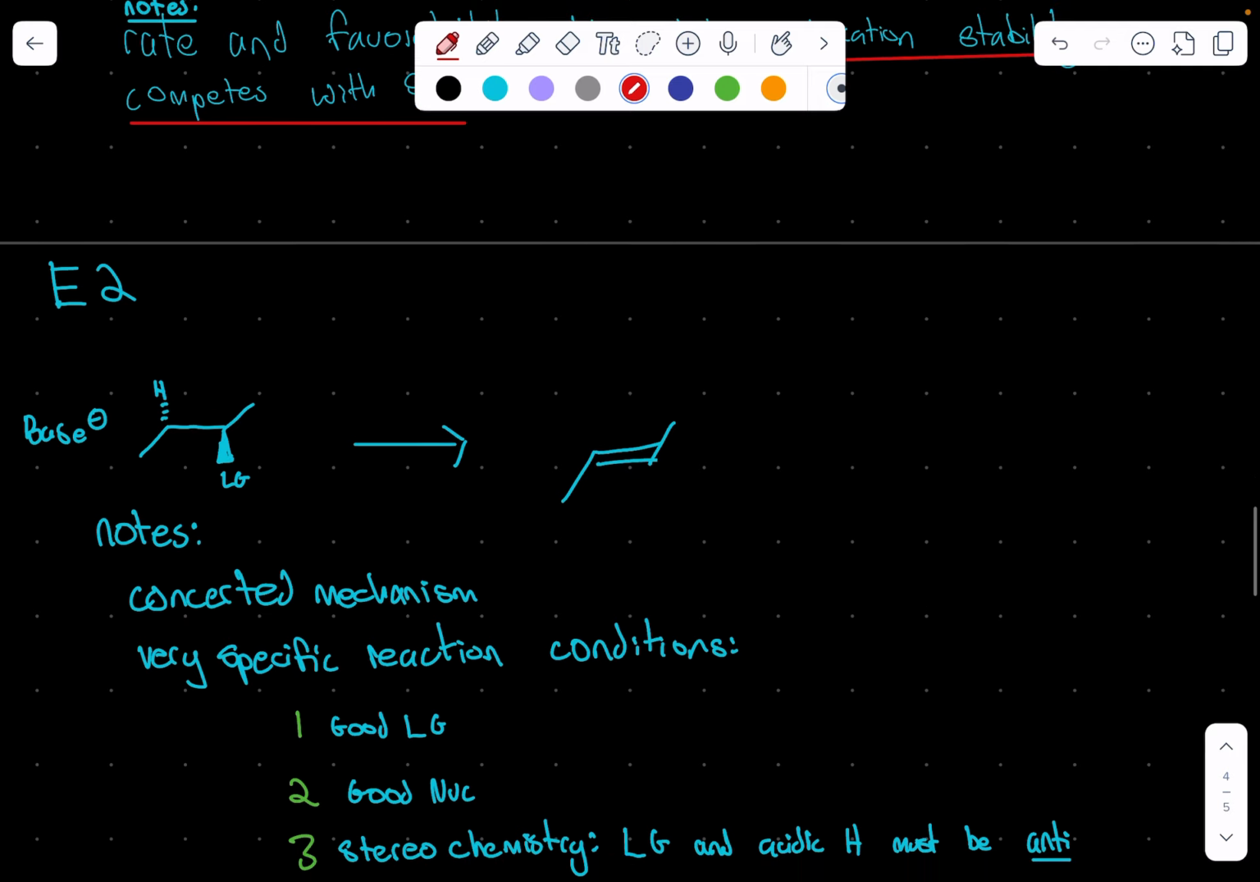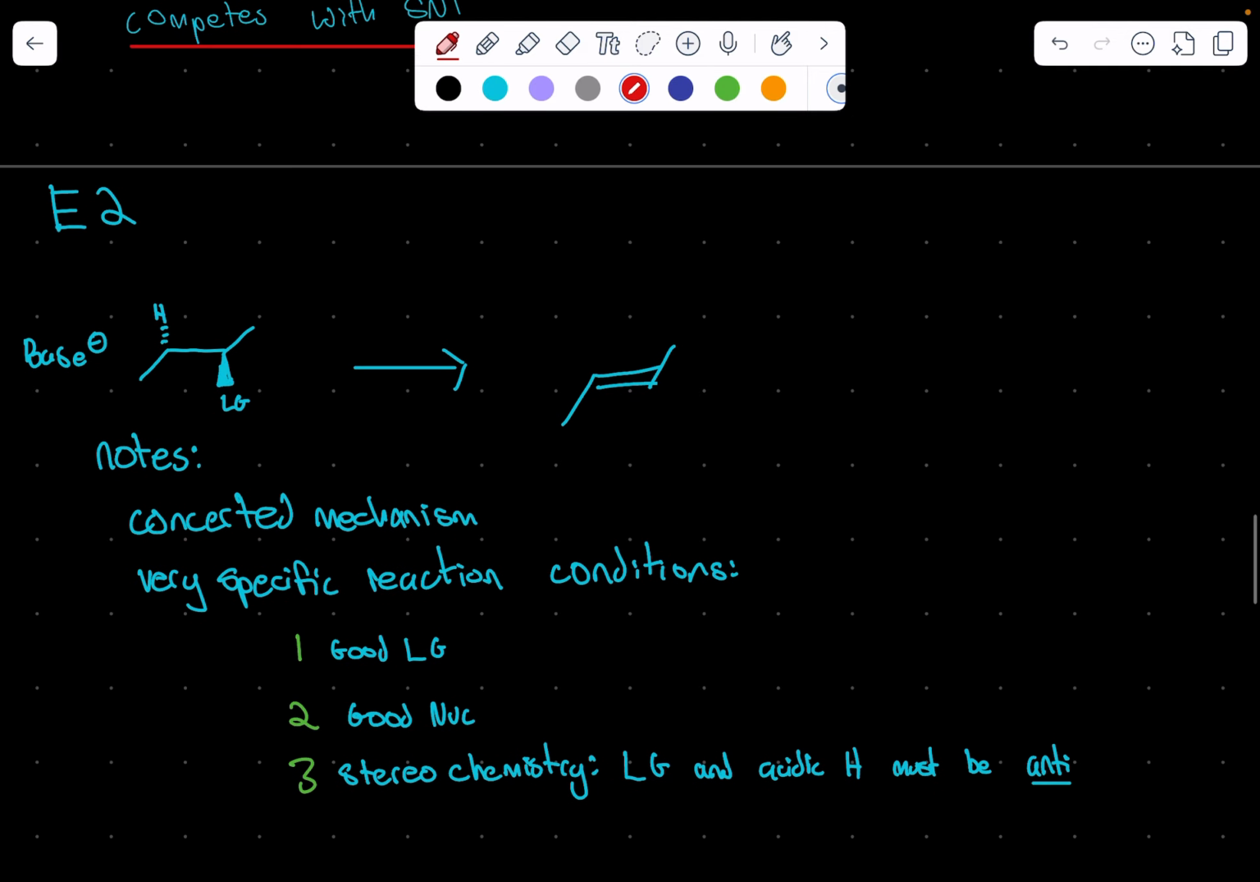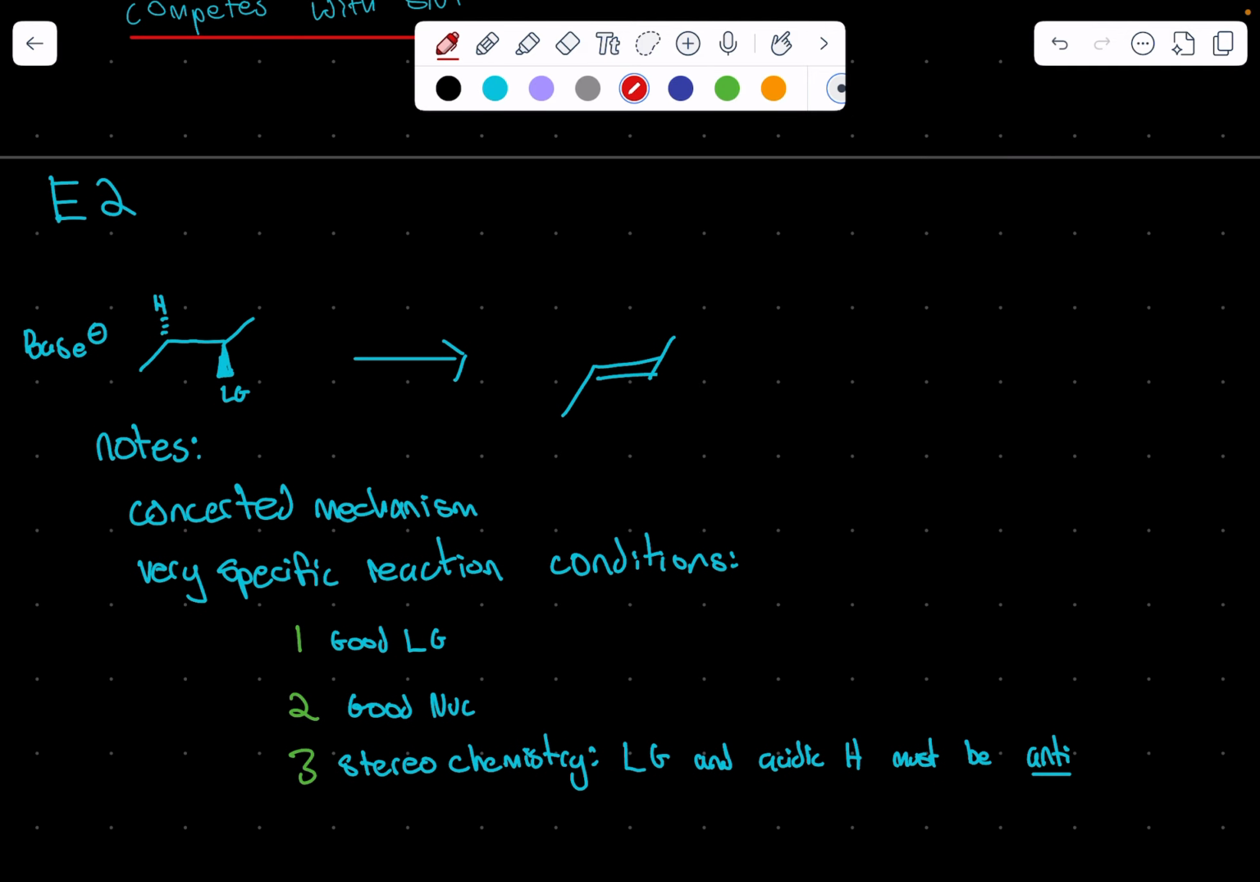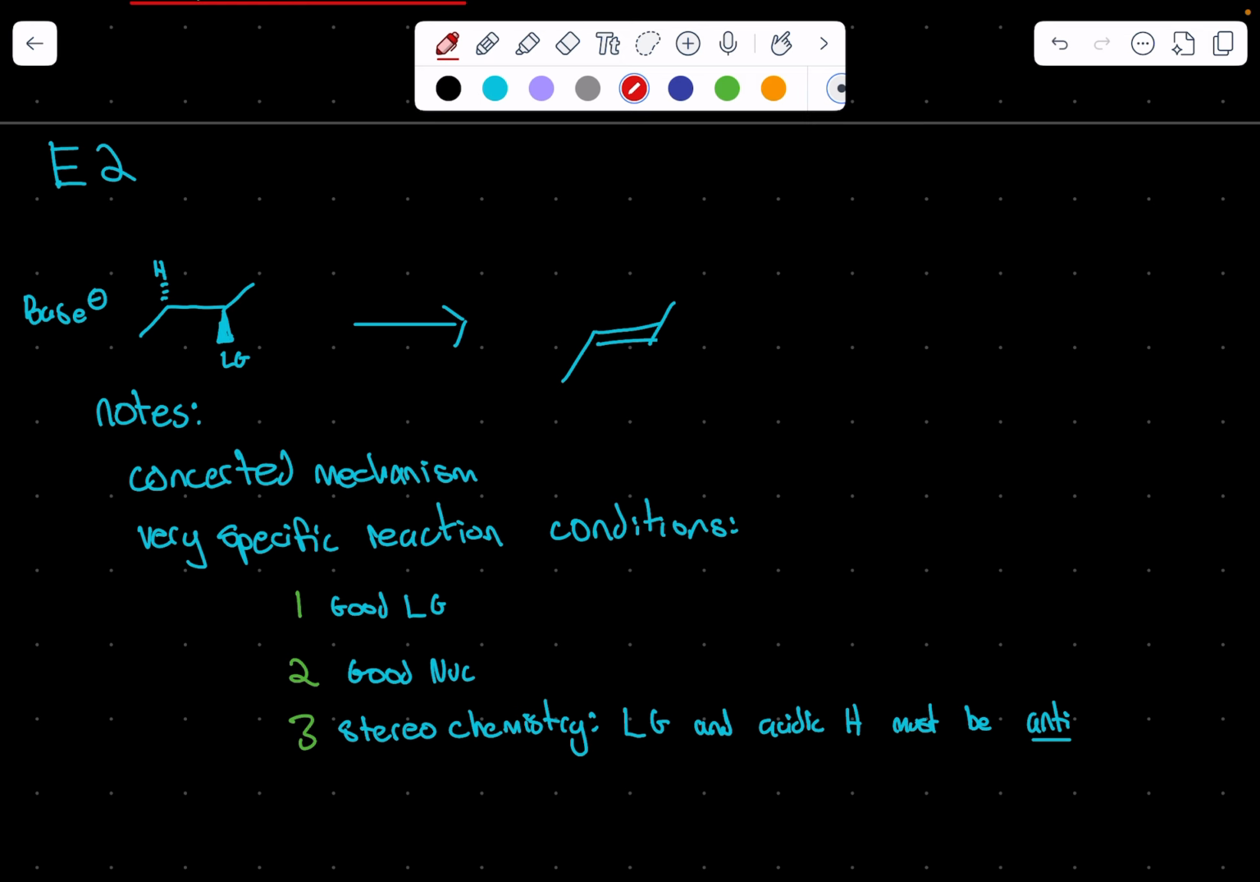The last reaction we'll talk about is the E2 reaction, or the concerted elimination reaction. The curved arrows for this are as follows. A base deprotonates a hydrogen. The electrons from that hydrogen-carbon bond become a double bond. Then the leaving group leaves. I said then, but in reality, this reaction happens all at once. It's concerted.